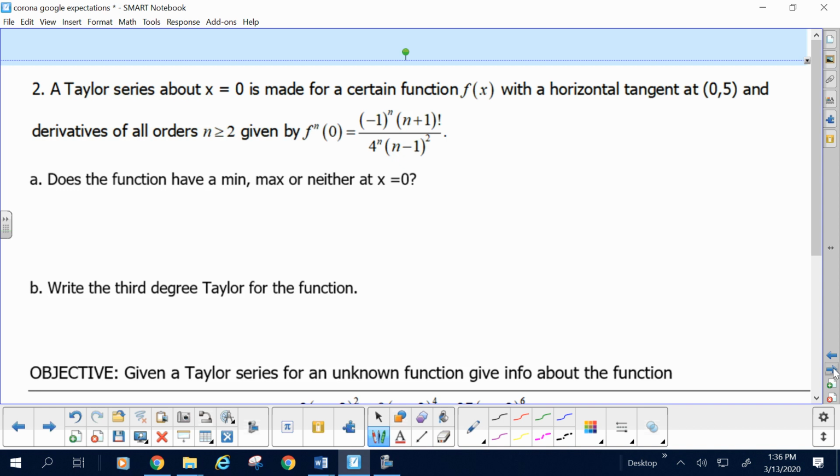Yeah, we have time to do this. Okay, so a Taylor series about x equals 0 is made for a certain function with a horizontal tangent at 0, 5, and derivatives of all orders greater than 2 given by this. They're giving you a rule for the derivatives. I know that's weird for people, but you'll get used to it. Does the function have a min, max, or neither at x equals 0?